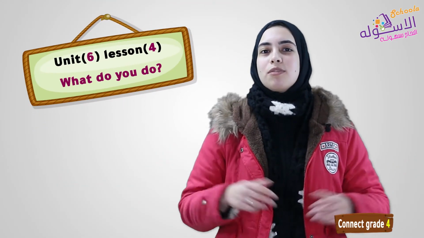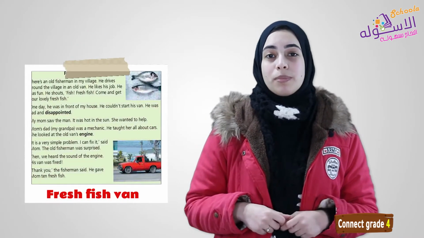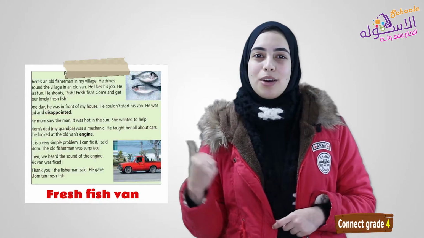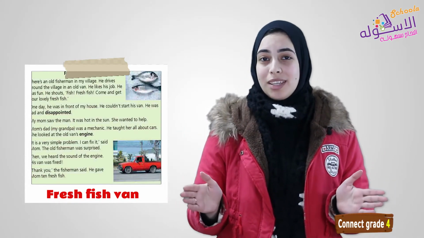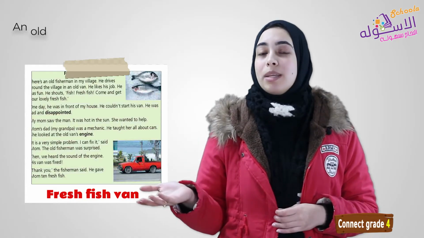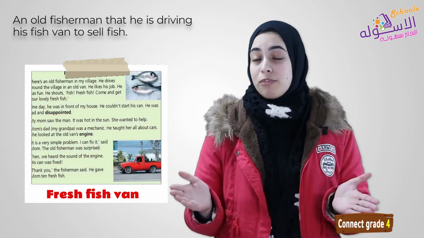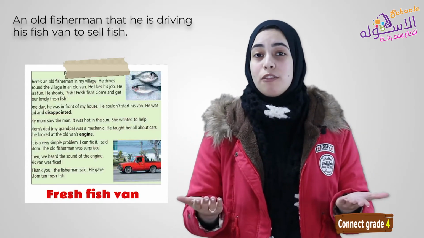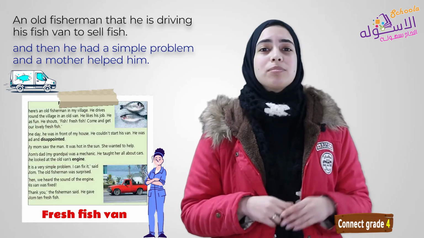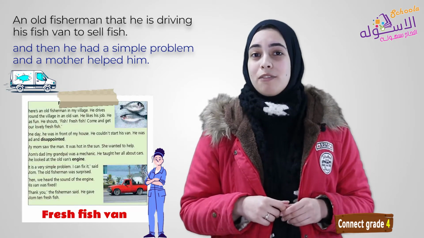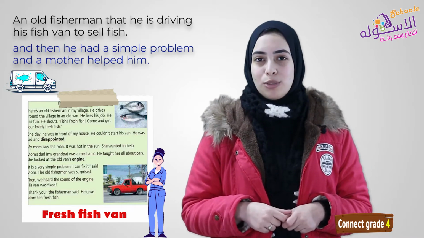Well, in Lesson 4 today, we are going to read a short story. It's called Fresh Fish Van. Okay? Well, it's a very interesting story. You will like it. We are going to read about an old fisherman who is driving his van or fish van to sell fish. And then he had a small problem. It's a simple problem. And a mother helped him. فاحنا هنقرأ عشان نعرف هي ازاي ساعدته وايه هي ال simple problem اللي حصلت له.